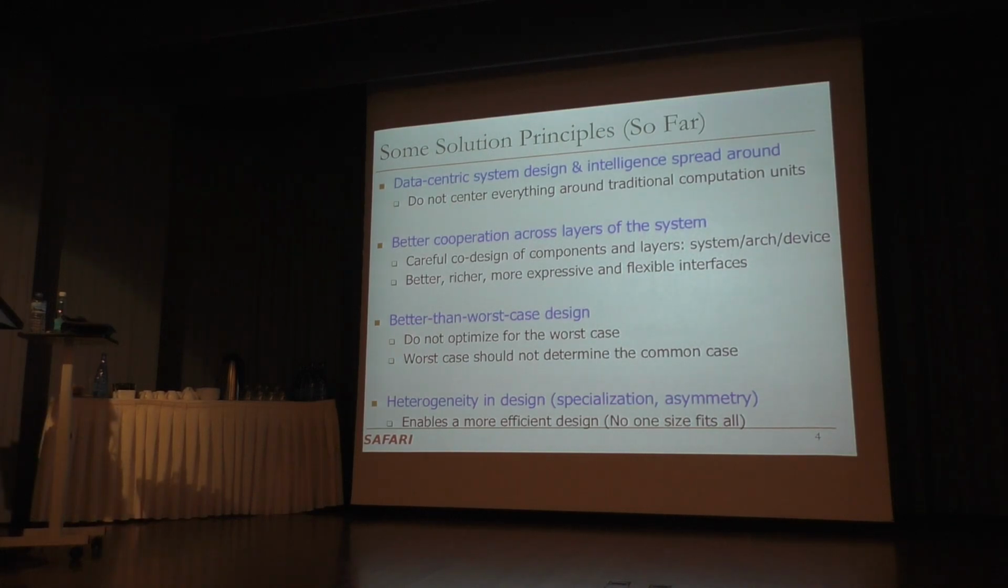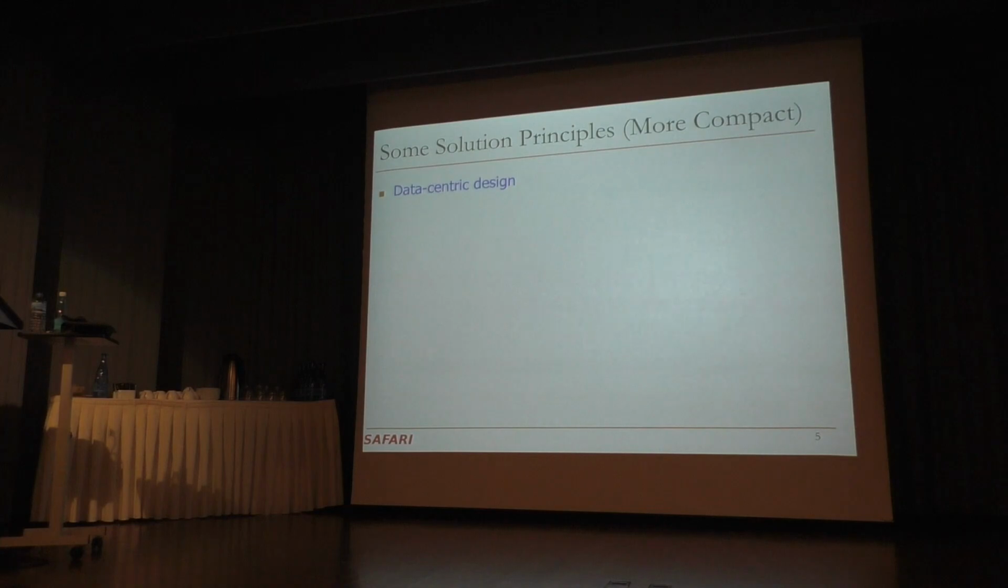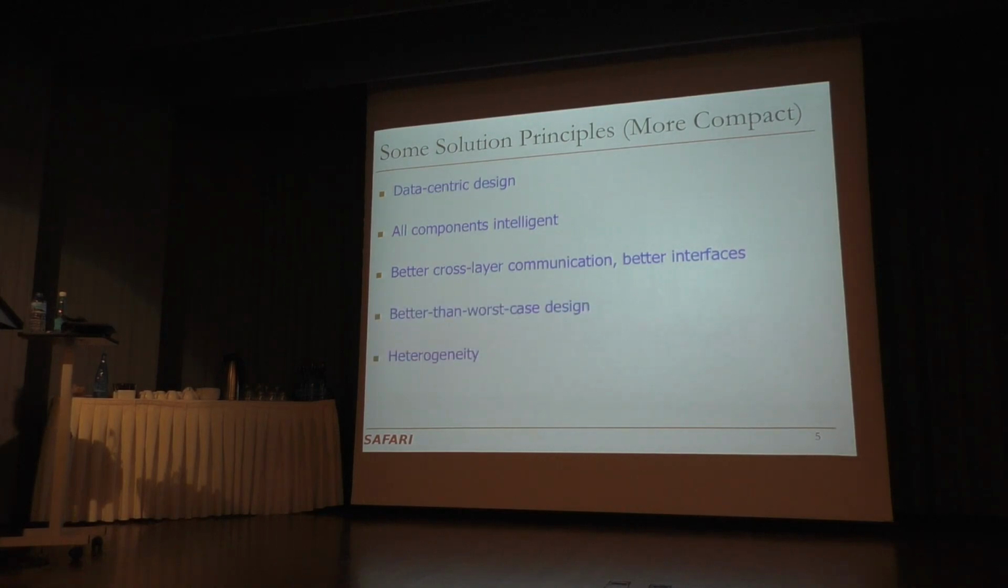And clearly, it's another principle, heterogeneity in design. Again, this is obvious perhaps, but in memory we're discovering it more and more. We want more heterogeneity, heterogeneous refresh rates, heterogeneous memories, heterogeneous latencies, but we're not there yet. And it enables a more efficient design clearly because there's no one-size-fits-all, right? I think I have a more compact form of it. Data-centric design, all components intelligent, better cross-layer communication and better interfaces, better than worst-case design, heterogeneity and flexibility and adaptability.